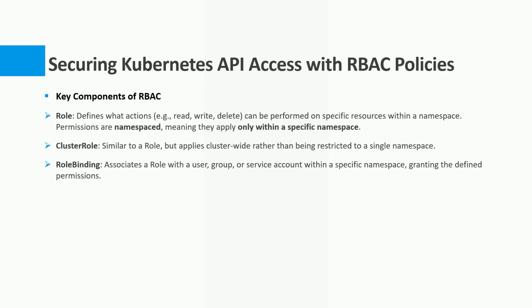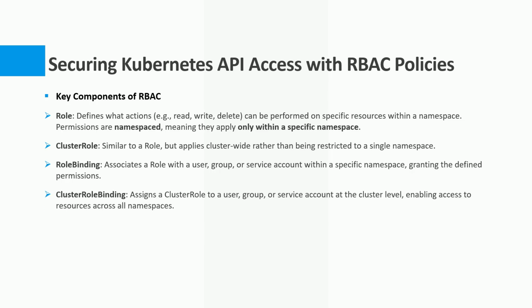Role binding associates a role with a user, group or service account within a specific namespace, granting the defined permissions. So once you have created the role, after that you can bind that role with a user, group or service account.